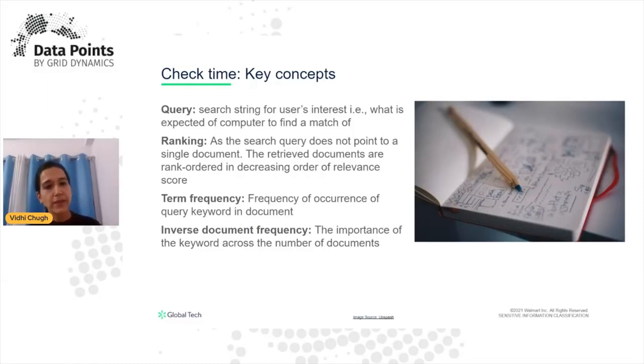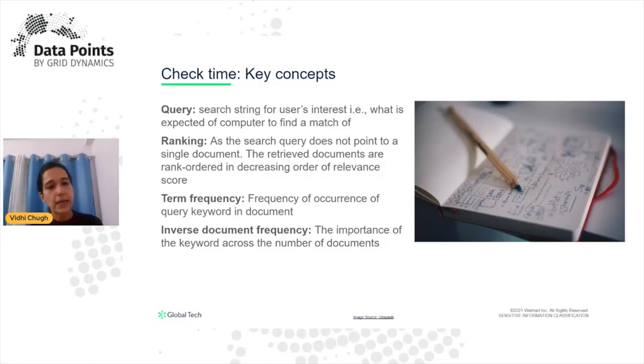So when I have a list of items, or a set of documents, I need to know which one is of high importance and which is matching my requirement the most. So it has to be rank ordered and sorted in a certain manner, with the highest relevant one coming at the top.